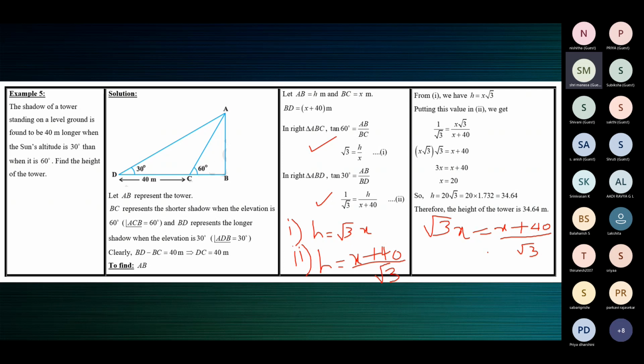The other method, make a note of this, children: using 1, using 2, and then equating 1 and 2. You can solve and complete this one. So you'll get 3x on cross multiplying. 3x is equal to x plus 40. Two x is equal to 40, x is 20. Then you find h. Write down fast. Alternate method.